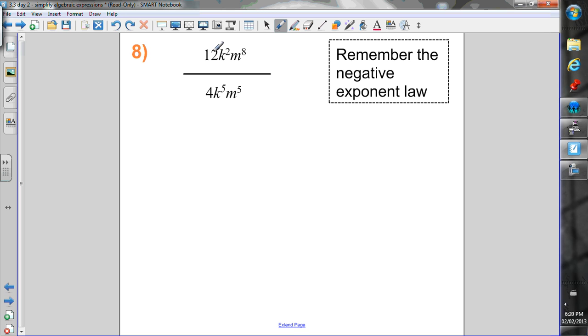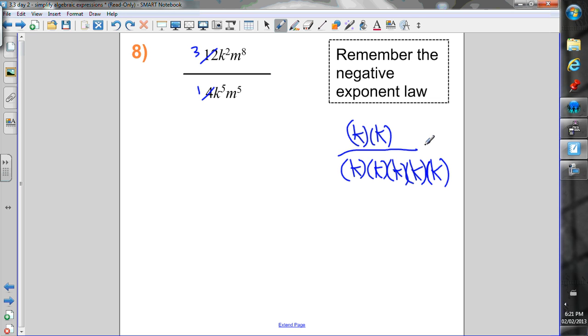So I have 12 over 4. I'm going to simplify that. 12 divided by 4 is 3. Okay? 3 over 1. That's that in simplest form. Now, I have a k squared on top and a k to the 5 on the bottom. So what that really is, a k squared is k times k. And on the bottom, I have k to the 5. That means k times k times k. So I'm going to have 5 factors of k down here.